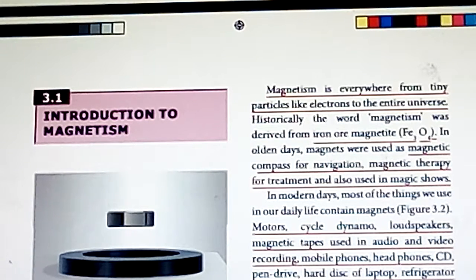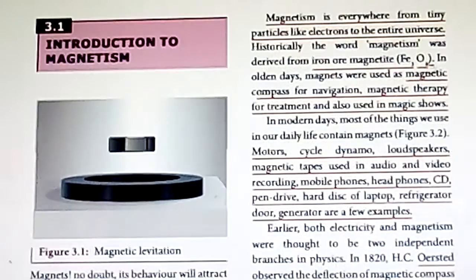Magnetism is everywhere, from tiny particles like electrons to the entire universe. The word magnetism was derived from the iron ore magnetite. In the olden days, magnets were used as magnetic compasses for navigation, for magnetic therapy, for treatment, and also in magic shows. But in modern days, most of the things we use in our daily life contain magnets.